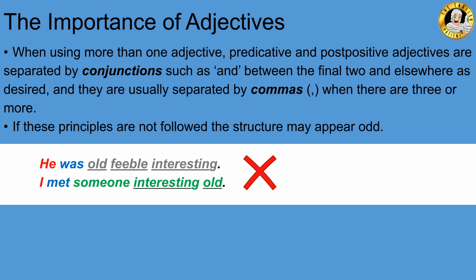"I met someone interesting old." Well, again, it sounds a bit strange. You've got two adjectives there describing the "someone." Perhaps you need to add "and" between the two. "I met someone interesting and old." So remember to do this in the cases of post-positive adjectives like what you see after "someone," and also in predicative adjectives like what you see in the first example, "old, feeble, and interesting," describing the "he."